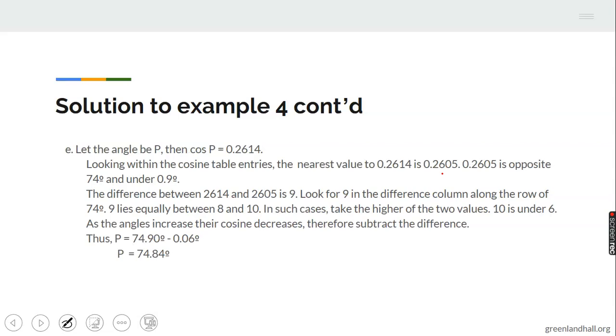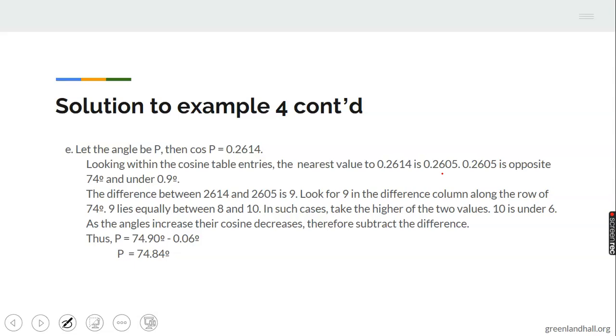Now, last but not the least, we have cos P equals 0.2614, because P is the angle, the angle is unknown. We couldn't find 0.2614 on the cosine table inside the entries, but we are able to locate 0.2605, and it is opposite to 74, under 0.9. So that will be 74.9. Now, you take the difference between 0.2614 and 0.2605. The difference is 9.